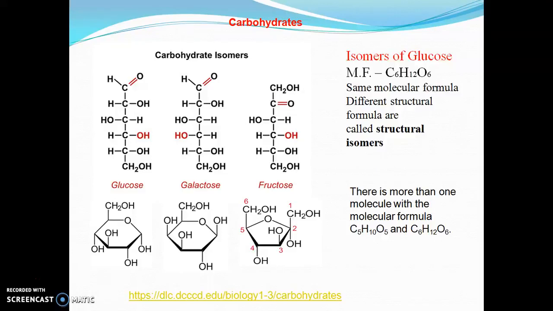Isomers have the same composition but a different arrangement of their atoms or groups. So there is a change in the position of the OH group. There are aldehyde groups here, a keto group there, but all three molecules, glucose, galactose, and fructose, have the same molecular formula. That's why they are called isomers of glucose.